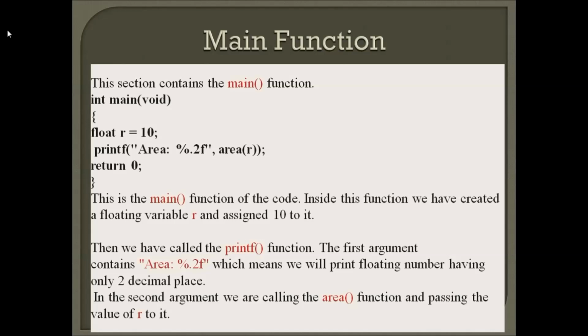So execution starts from main. We should not forget this. Again, main can be divided into two parts. One is the local variable section and the second one is the program statement. Here the local variable section is float r is equal to 10. The program statement can be a printf statement.